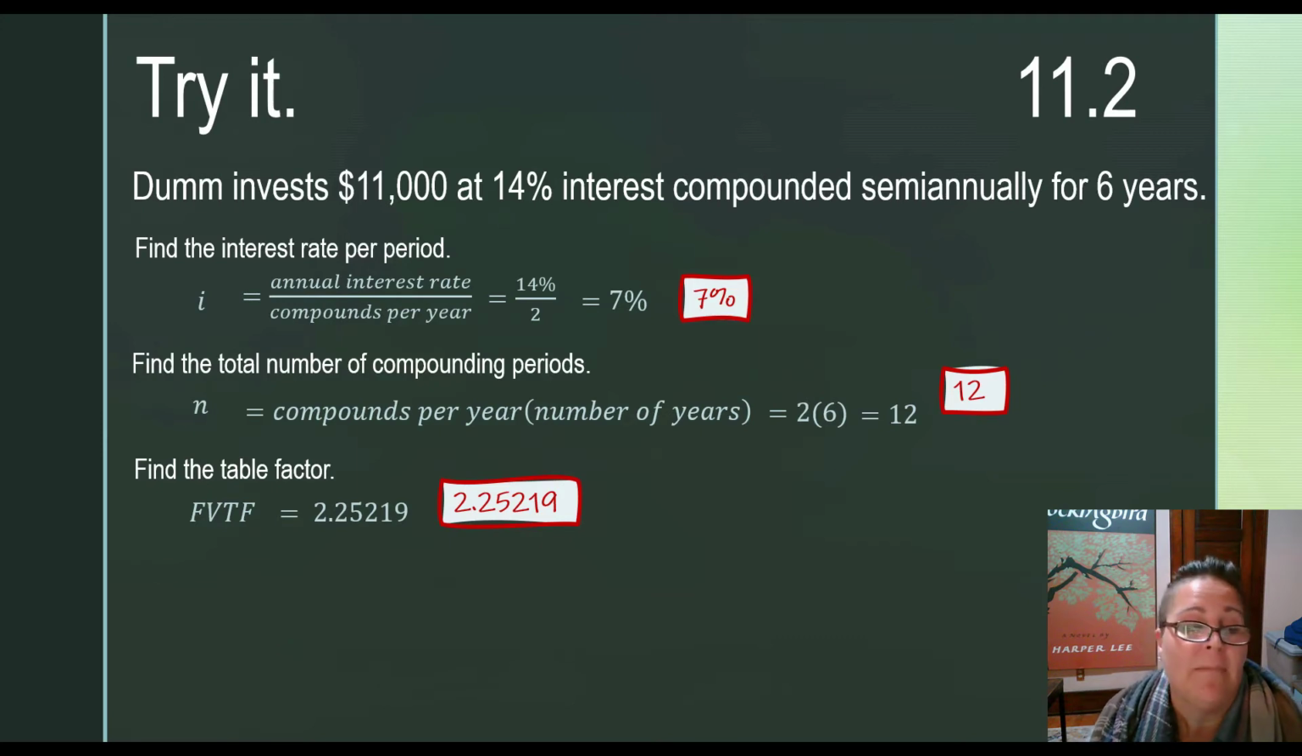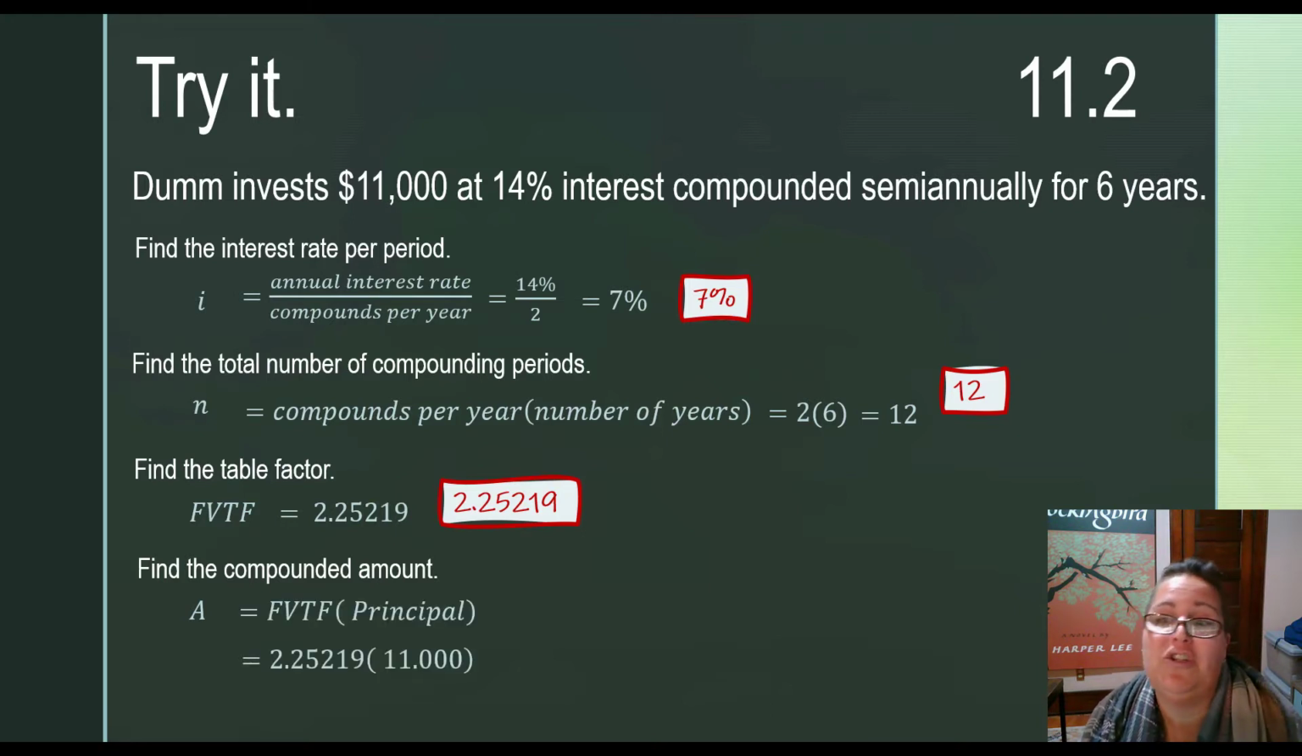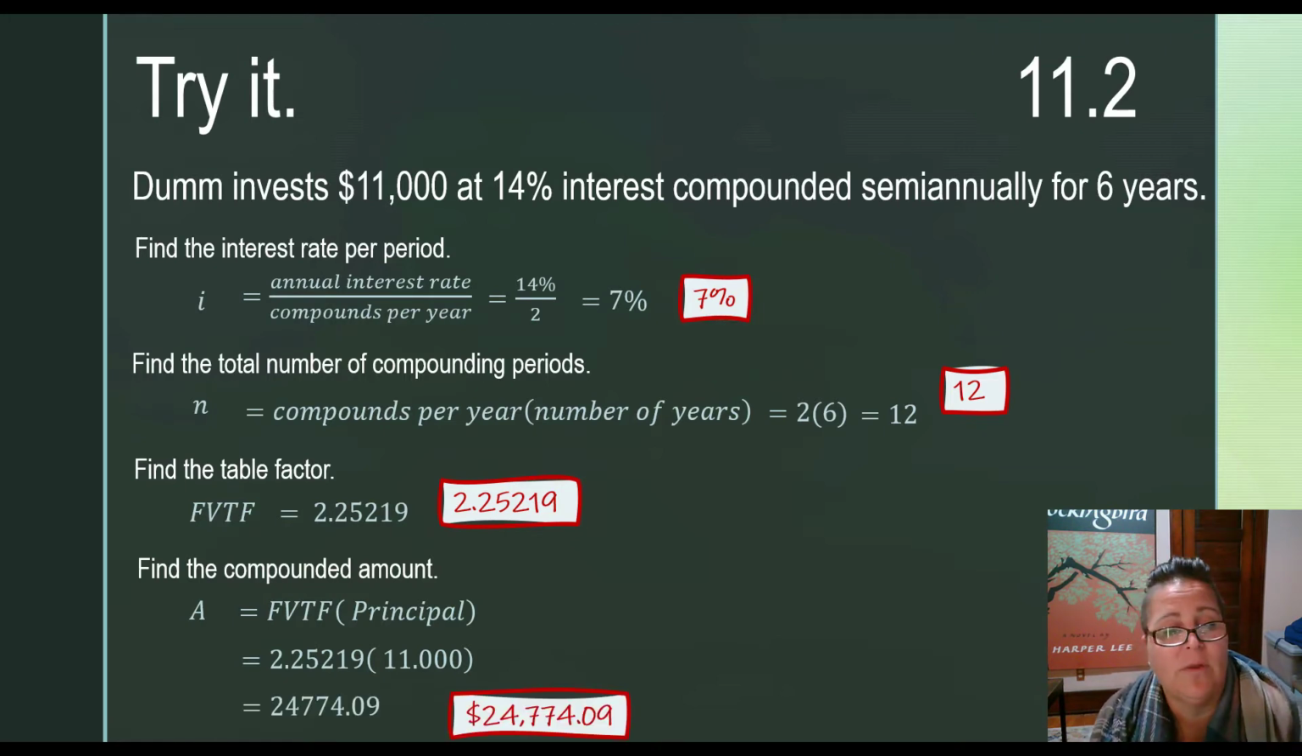Then to find the compounded amount, we're going to multiply that future value table factor by our principal. So we're going to take 2.25219 and multiply that by $11,000 to get $24,774.09. So what does that mean?